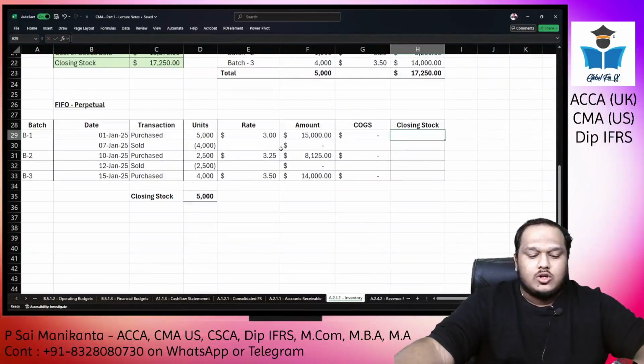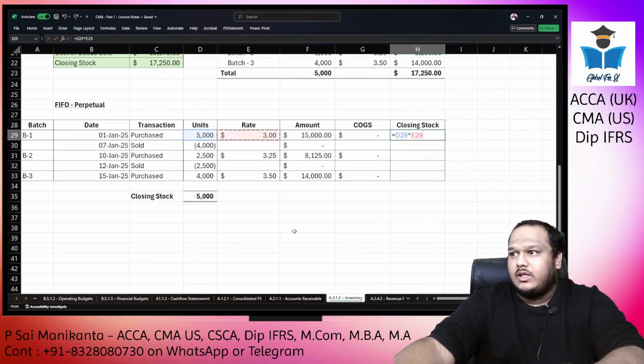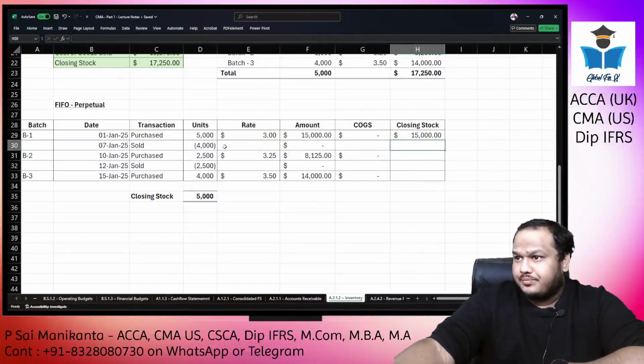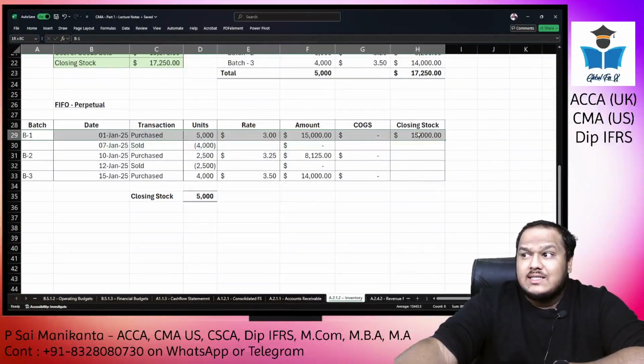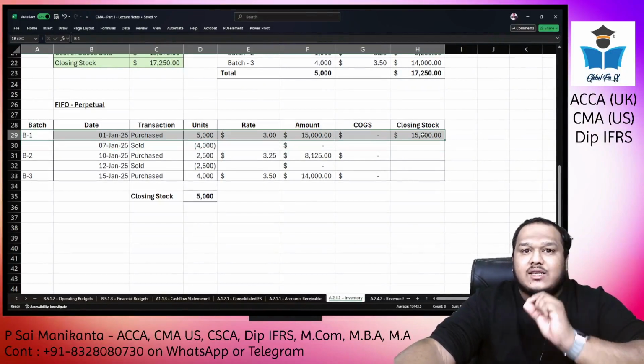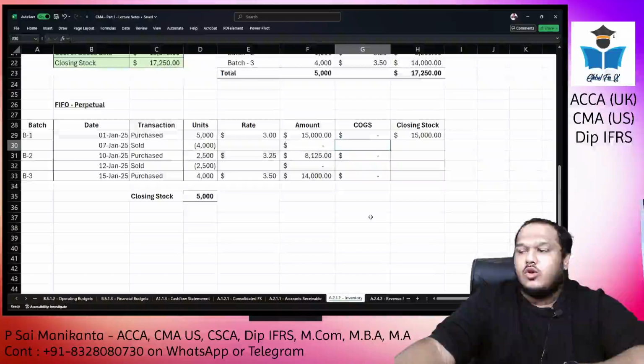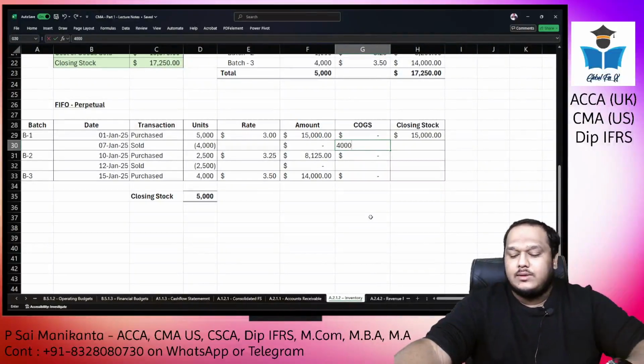Okay, so closing stock, how many units do we have? 5,000 units at $3 each. So that 15,000 is still in the closing stock. After each transaction we are updating, so pay attention. Then we sold 4,000 units, so COGS will be 4,000 units.